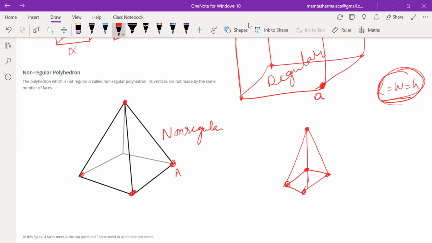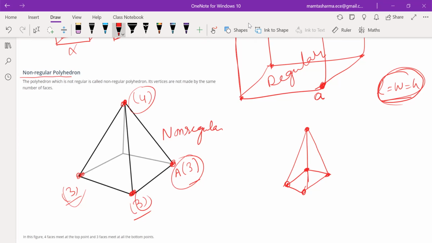3 faces. At this point again 3 surfaces are meeting. At this point, 4 surfaces are meeting. So they are not equal. For these vertices it is 3, 3, 3, and here it is 4. So this is an example of a non-regular polyhedron. Clear?